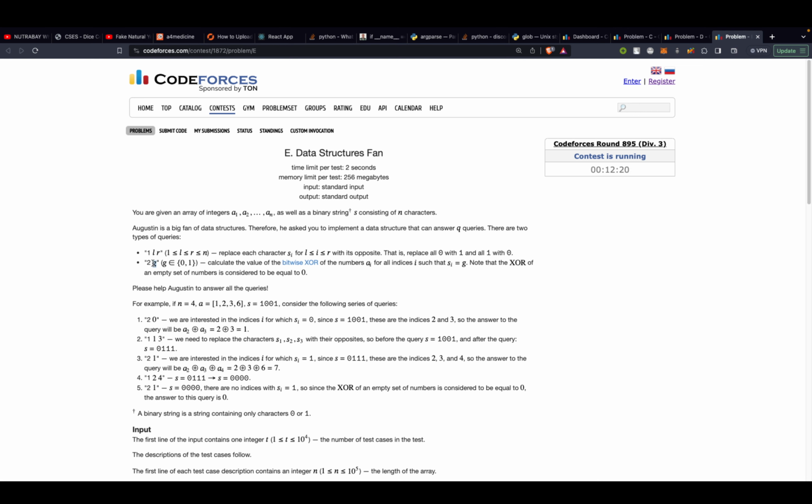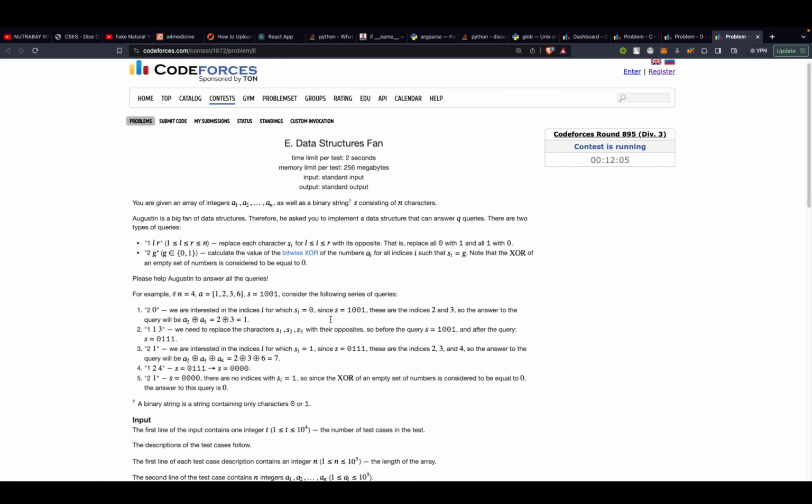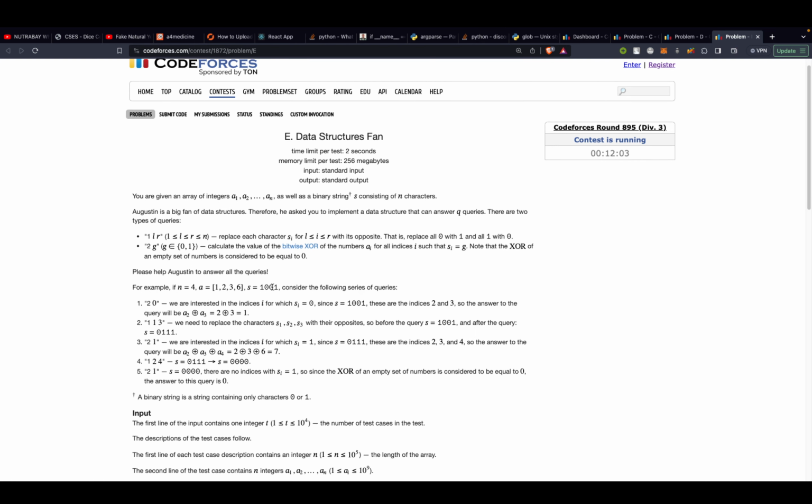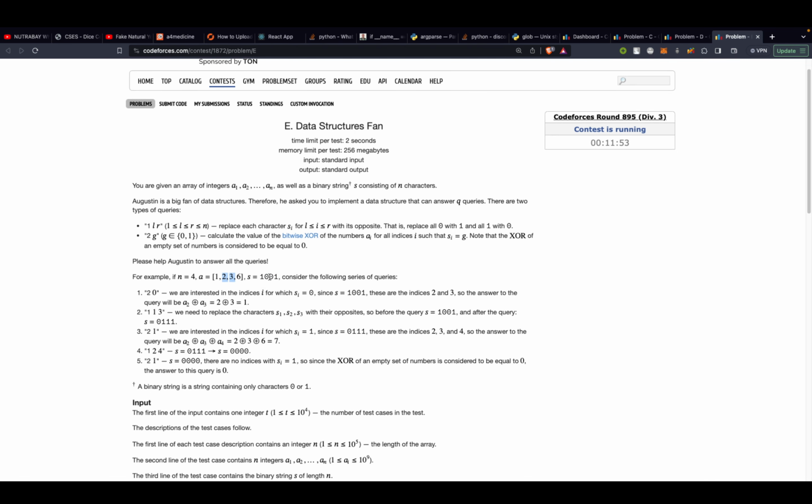And the other operation that you can do is 2 G. Now what 2 G does is, where G can be either 0 or 1, it basically picks up all the values. For example, let's say G over here is 0, right? So it will go to the binary string. It will see where all the zeros are present, and then it will take the values from the array where zeros are present. So for example, over here, if you say 2 0, you say that you want to perform the second operation on zeros.